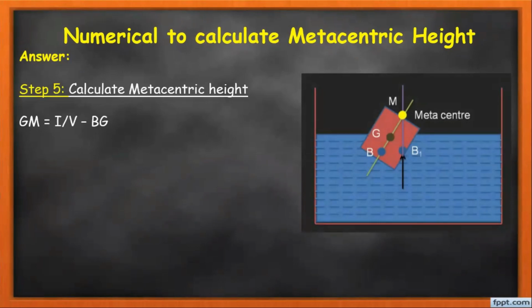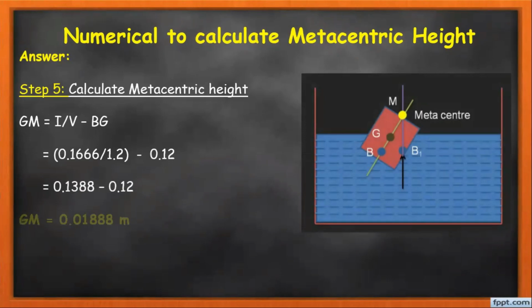Now we have calculated the moment of inertia in step number 4. We have calculated the volume in step number 2. We have calculated BG in step number 4. So from all these three values, we can calculate the metacentric height, and that is 0.0188 meter.